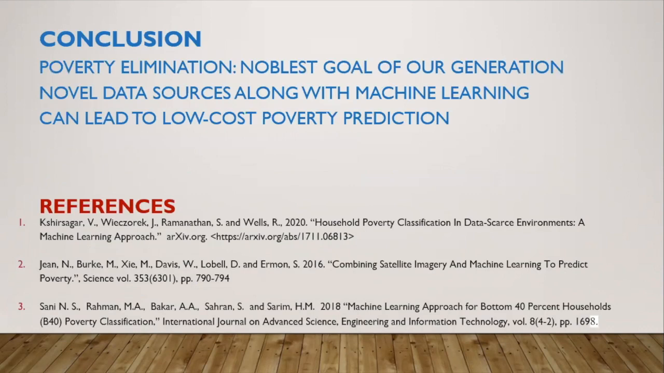To conclude, poverty elimination is the noblest goal of our generation, and novel data sources along with machine learning can lead to low-cost poverty prediction. These are the references that were used.